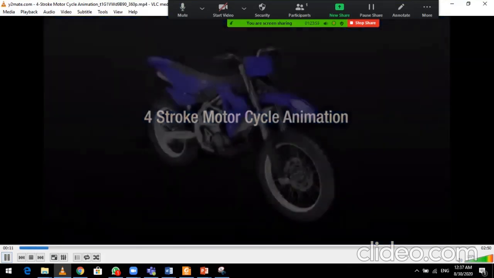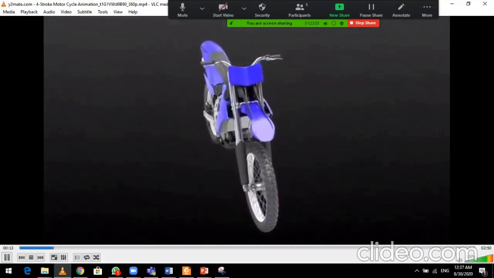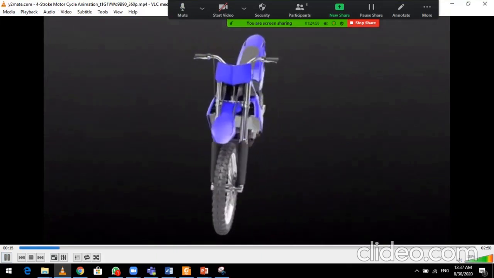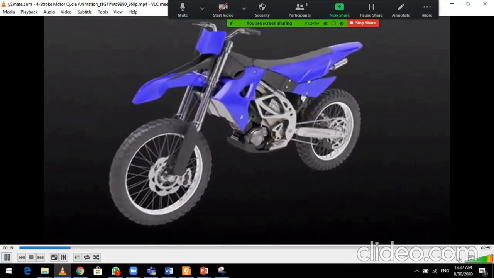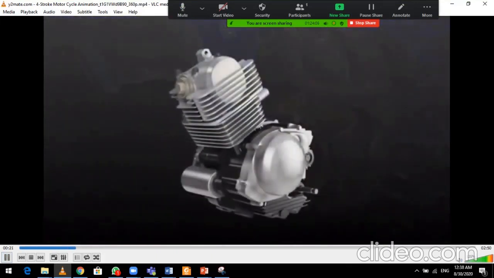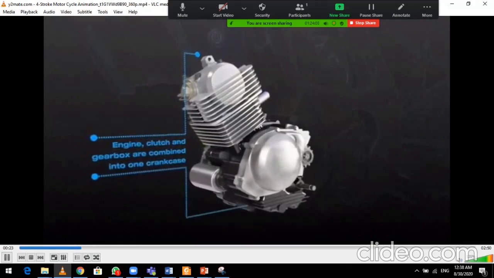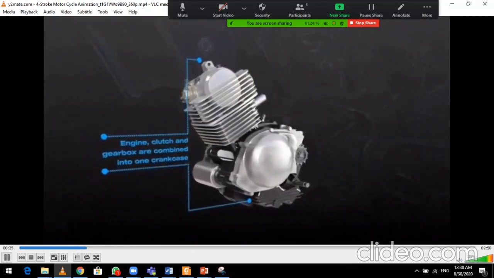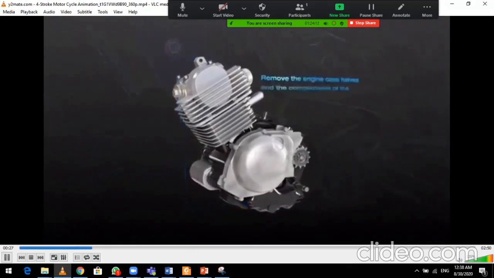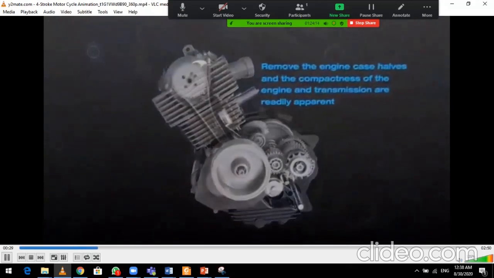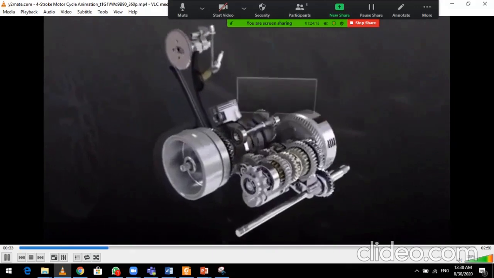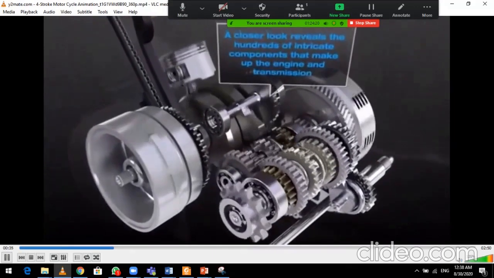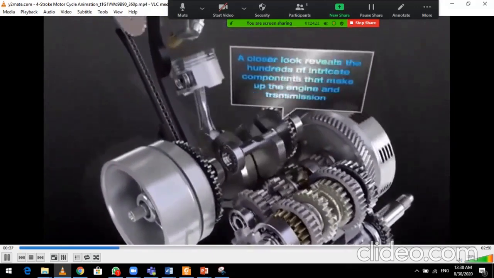As every rider knows, nothing beats the sense of freedom that comes from owning a motorcycle. But keeping riders on the road means that motorcycles must be as light and compact as possible. That's why the engine, clutch and gearbox are combined into one crankcase. Remove the engine case halves and the compactness of the engine and transmission are readily apparent. A closer look reveals the hundreds of intricate components that make up the engine and transmission.